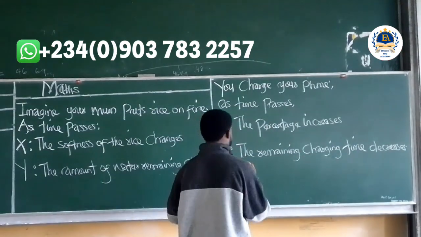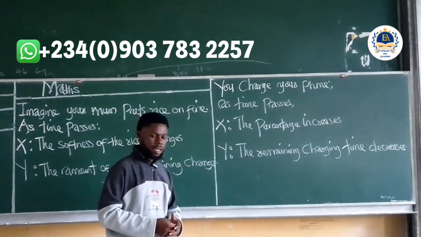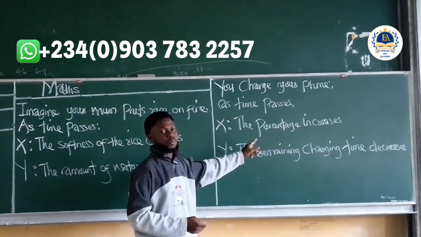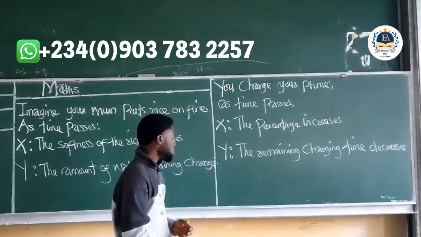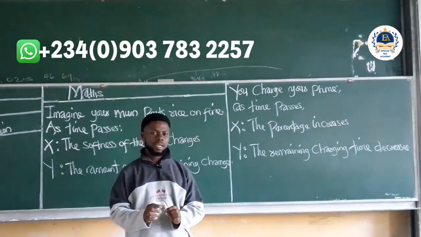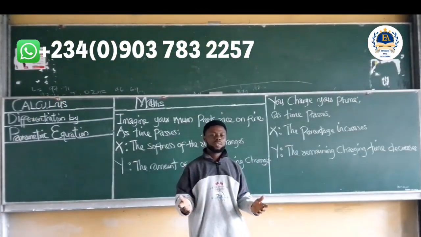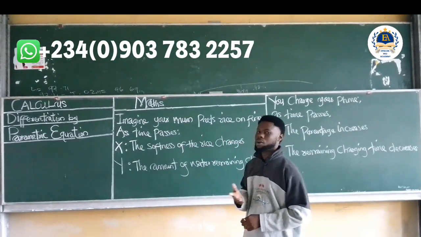Again, let us consider the second statement on the board. You charge your phone. As time passes, the battery percentage increases with time. Also, the remaining charging time for your phone to get to 100% decreases with time. Now, this is basically the idea of a parametric equation. That is how it works.